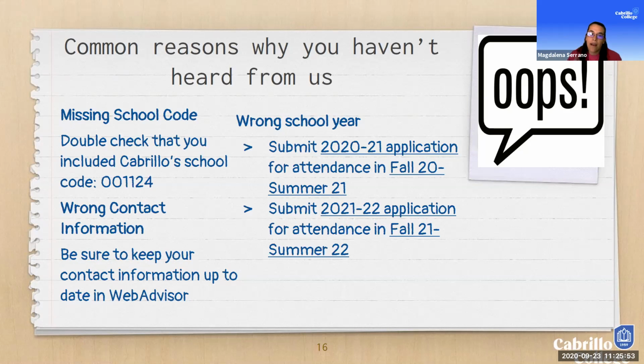So you want to make sure that the email and the phone number on there are the most up to date. Another reason why you may not have heard from us is maybe you submitted the wrong application for the wrong school year. So right now we only have the 2021 application open, but next week, starting October 1st, the 2021-2022 application is going to go live. So you want to make sure that you're submitting the application for the right school year. So the 2021 application is for fall 2020 all the way to summer 21. And then the 2021-2022 application covers starting next fall all the way to summer 22. So you want to be mindful of which application you are applying for.